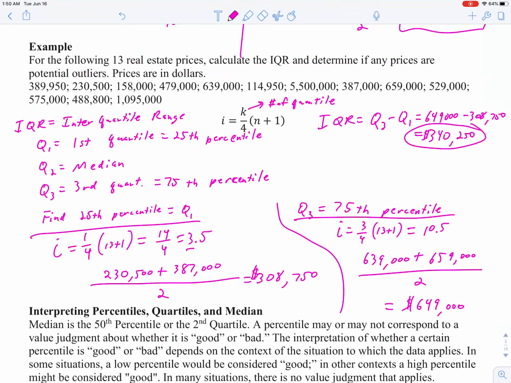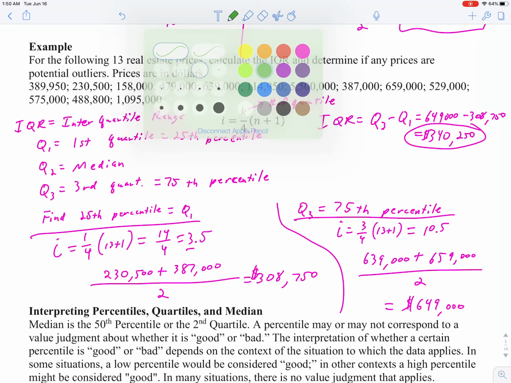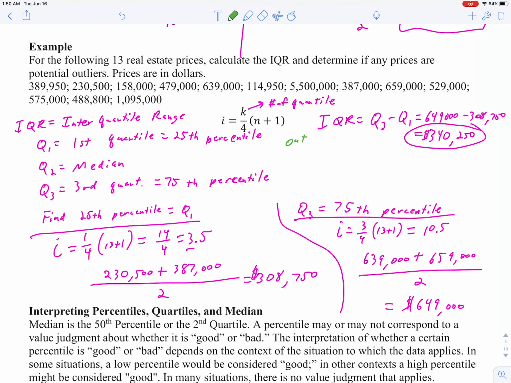Now, another part of this question said, determine if there's any outliers. So these are the equations for outliers. We're going to find what's called the upper fence and the lower fence. These are little equations. The upper fence is the third quartile plus 1.5 times the IQR that we just found. The lower fence is Q1 minus, that's important, 1.5 times the IQR.